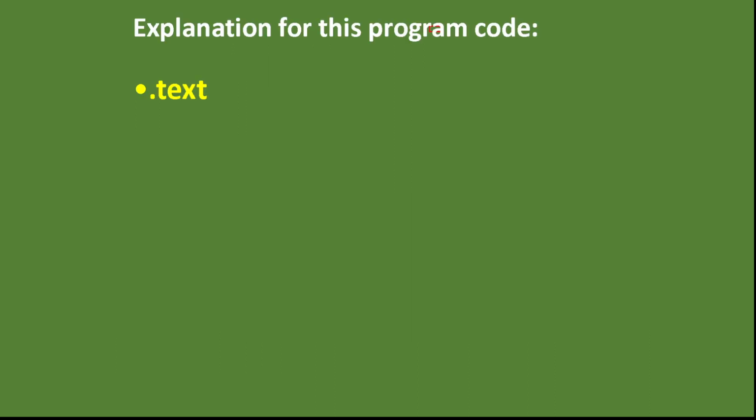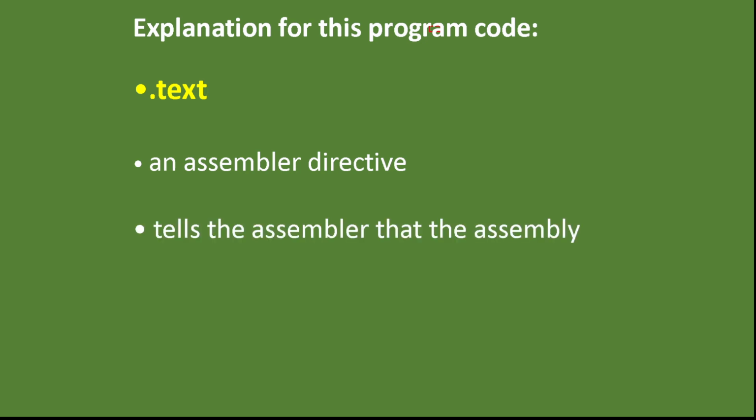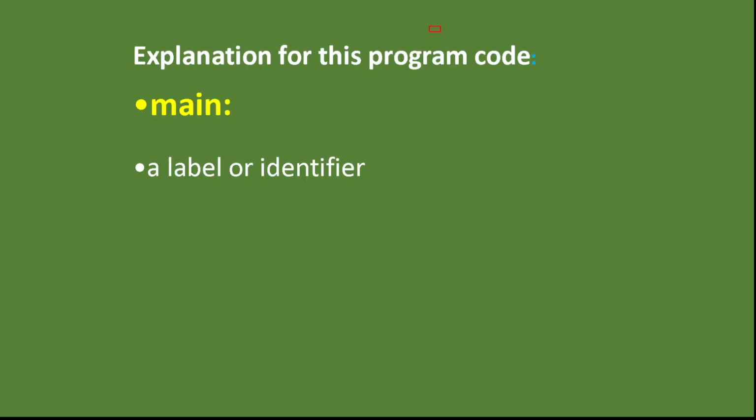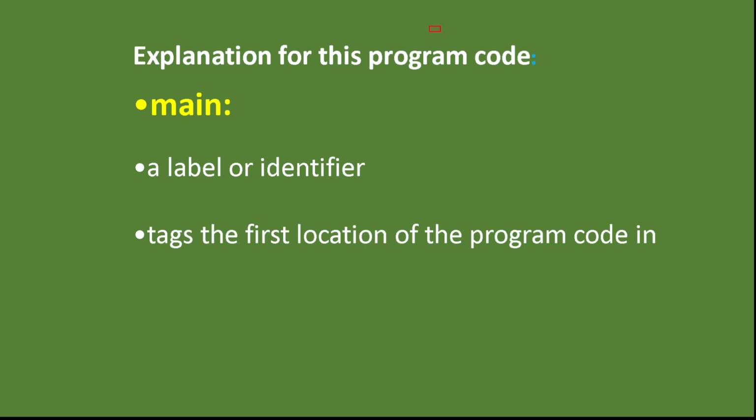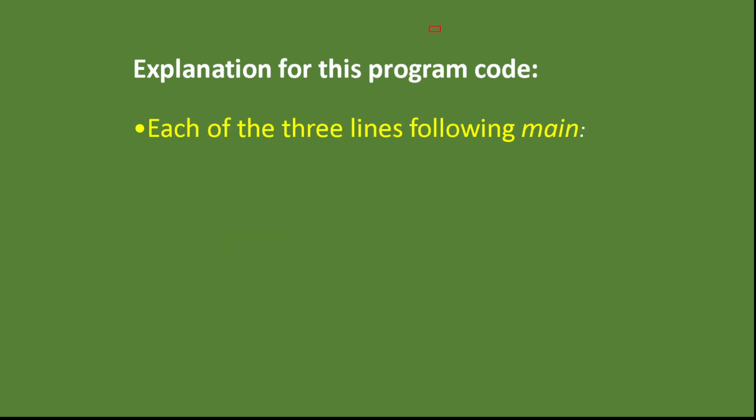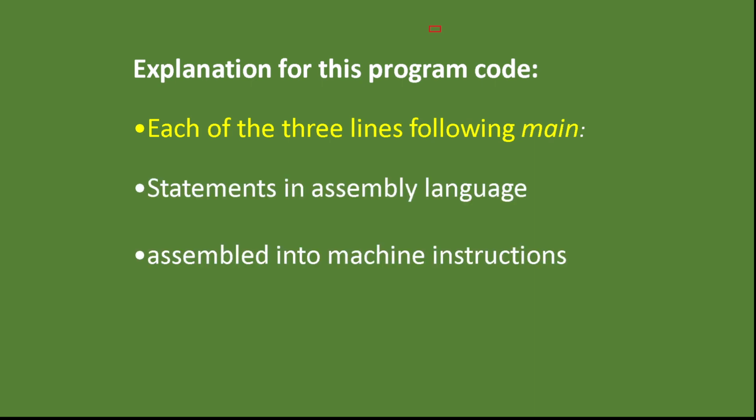Now the next one is .text. This is an assembler directive. This tells the assembler that the assembly program starts only after this. Then main is a label, an identifier or a tag. This tags the first location of the program code in the memory from which the program starts. Each of the three lines following this main, the statements in the assembly language, would be assembled or converted into machine instructions, that means the object code.